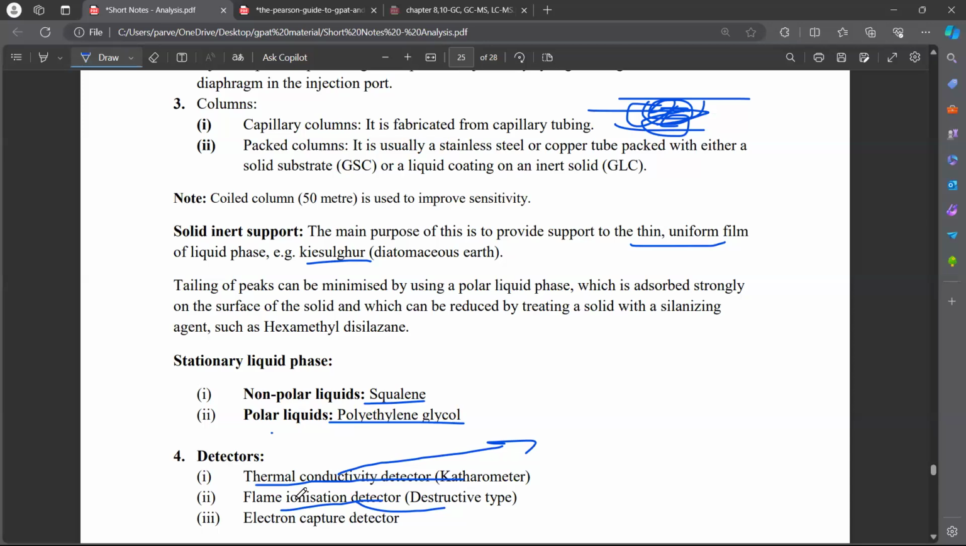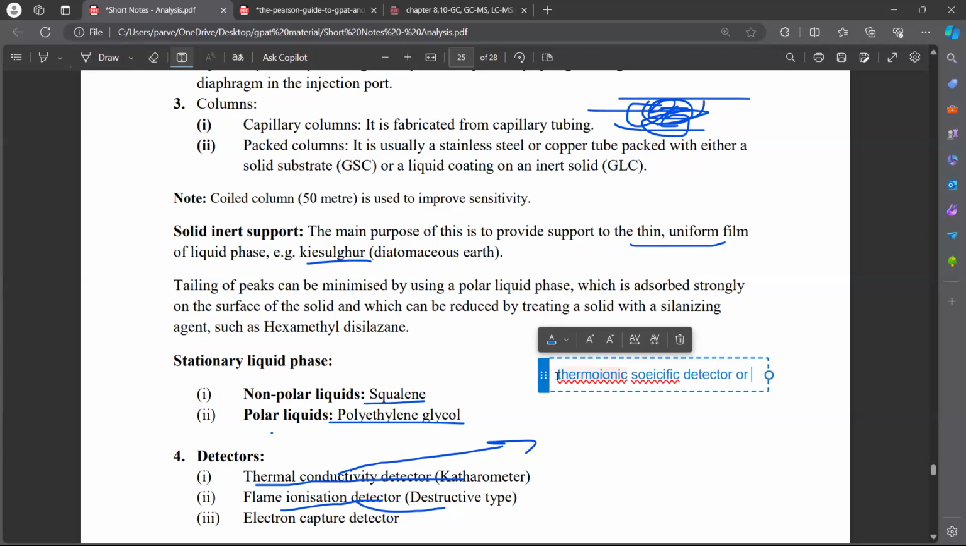It is used for the detection of halides, nitrates, nitrites, halogens, peroxides, etc. Another detector which is not mentioned here is the thermionic specific detector, which is also known as, guys, what is another name of this detector? NP detector. It is the NP detector.